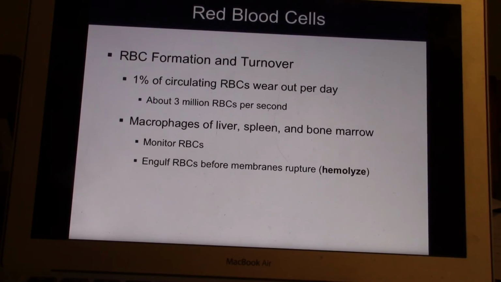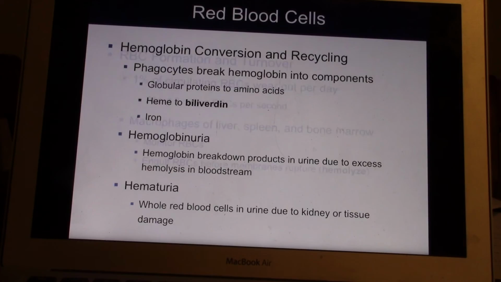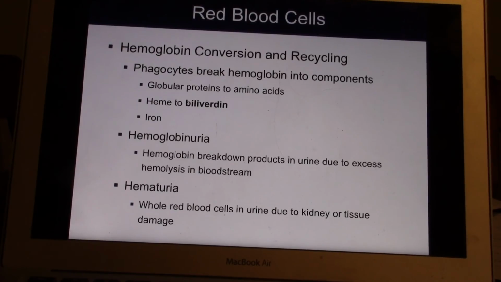Hemolysis is when the cells just bust for one reason or another and release their hemoglobin out into the plasma, which we don't really like to have happen. So what do we do with this hemoglobin? Well, that's important because we don't want to give it up. It's a protein. Our body has worked hard to build those proteins, and so we want to recycle it.